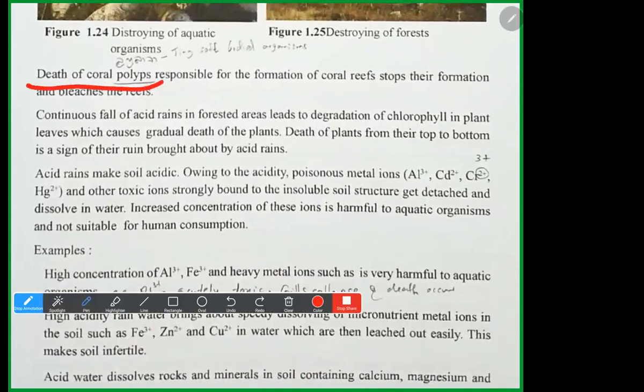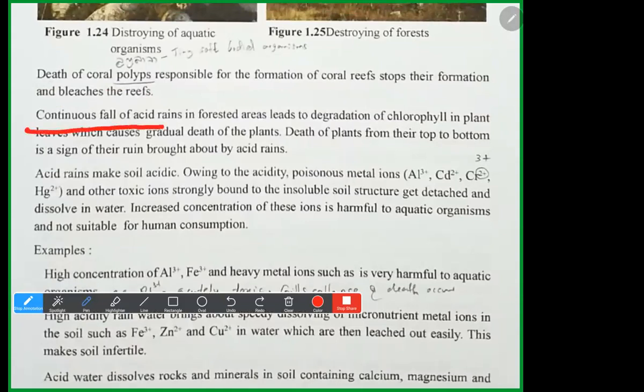So the death of these corals is so tragic when you see those. You would feel so sorry. They show us this is dead, this is alive, and so on. Death of coral polyps, responsible for the formation of coral reefs, stops their formation and bleaches the reefs.